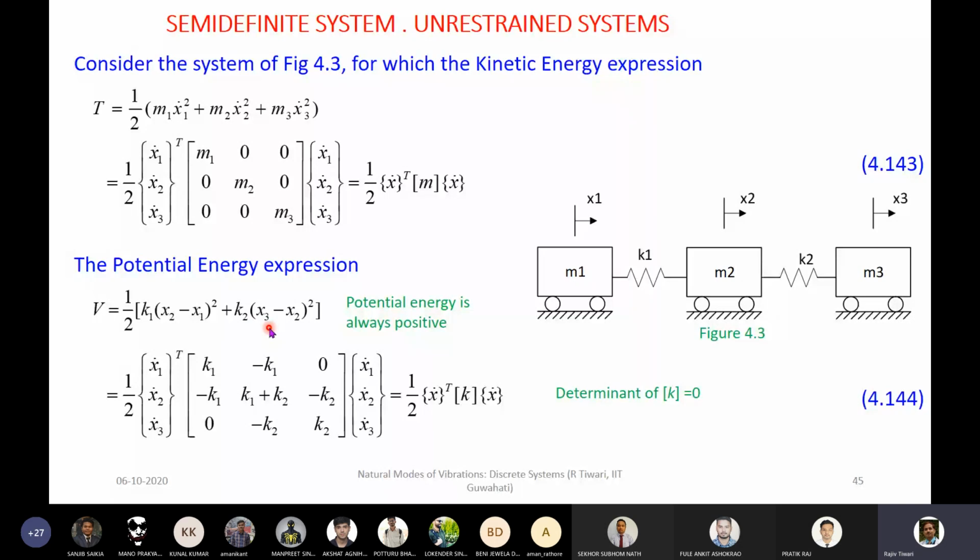Once you know the kinetic energy and potential energy, the equation of motion can be obtained, and this is the mass matrix, this is the stiffness matrix. And it has been shown how this can be expressed in terms of the general expression which we have been using for kinetic energy. Sorry, the derivatives should not be there here. Let me remove it.